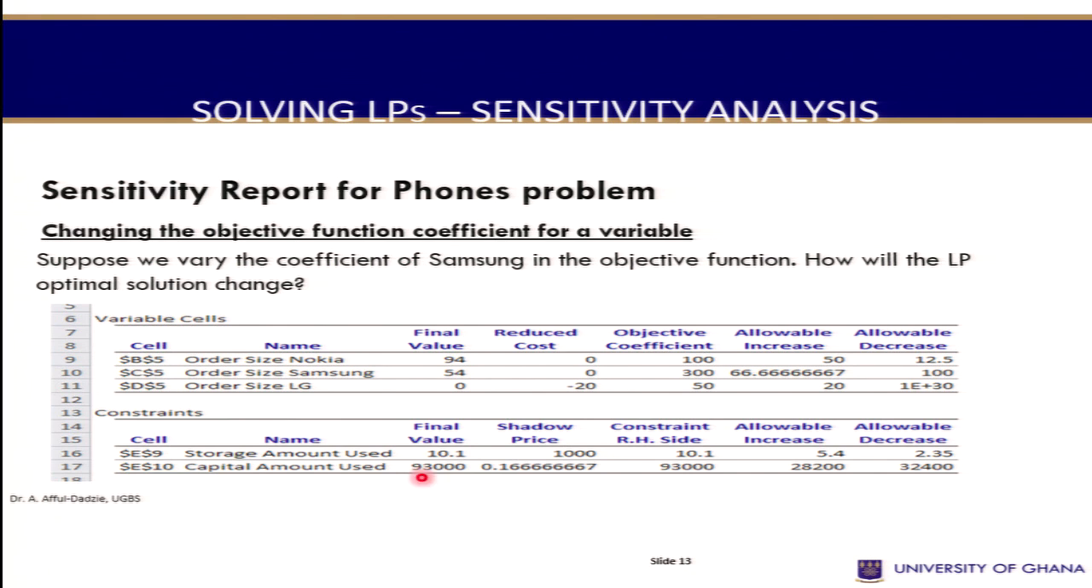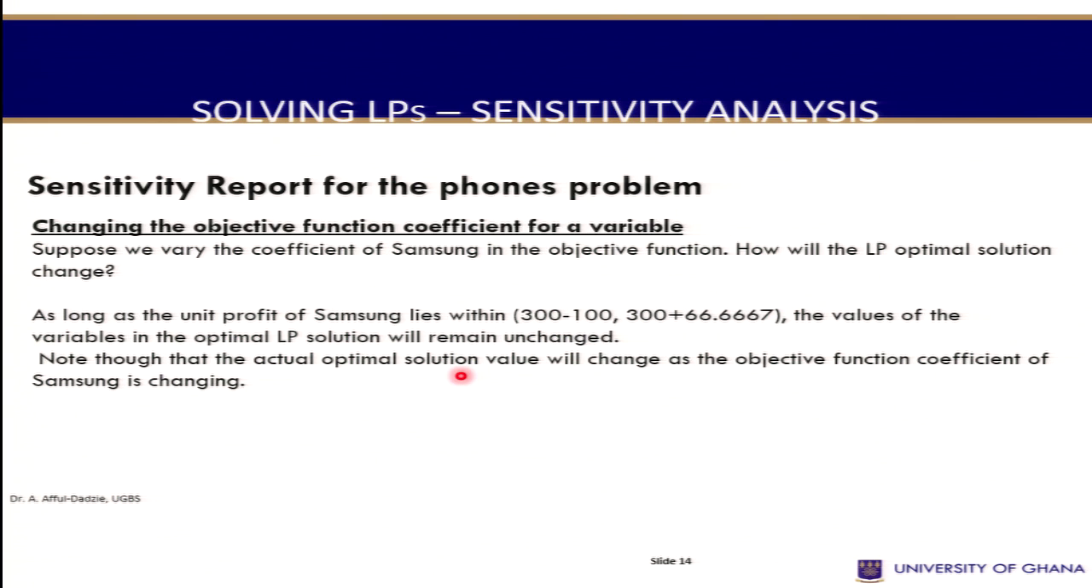So back to our question: suppose we vary the coefficient of Samsung in the objective function, how will the linear programming optimal solution change? As long as the unit profit of Samsung lies within the allowable increase and the allowable decrease, so the lower bound will be 300 minus 100, which is the allowable decrease, and the upper bound 300 for Samsung plus 66.67, which is our allowable increase, the values of the variables in the optimal linear programming solution will remain unchanged.